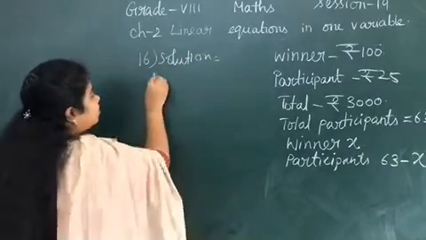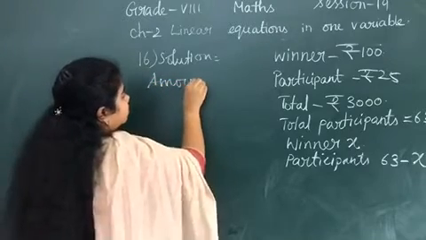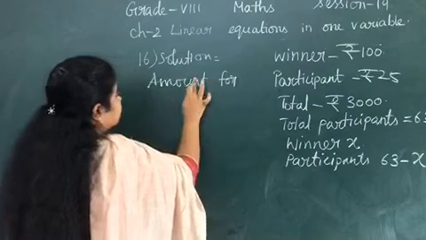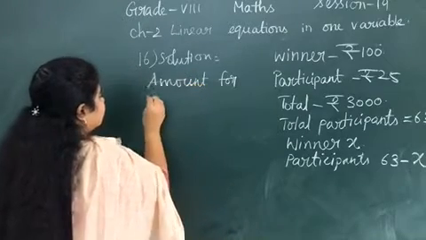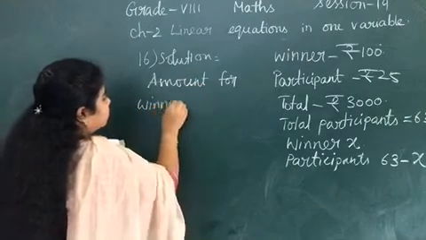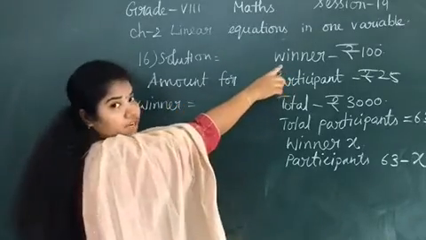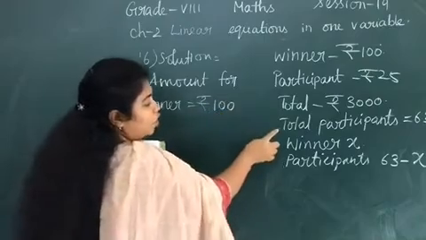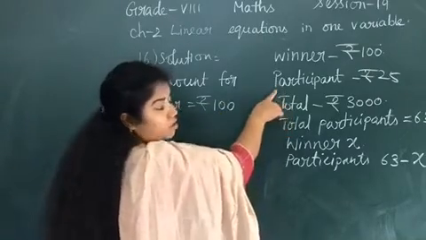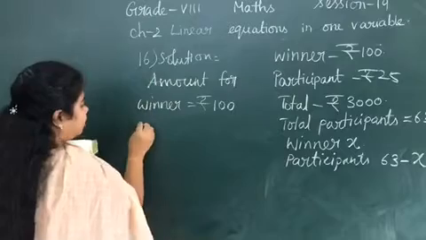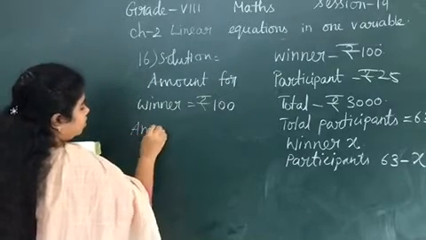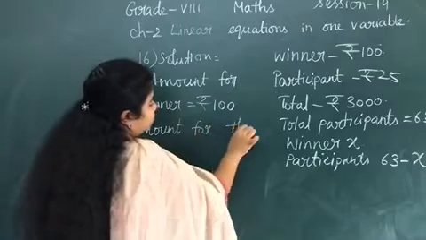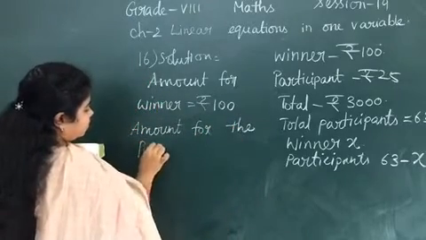Amount for the winner. What is the amount given for the winner? It is rupees 100. And what is the amount given for the participants? It is rupees 25. Amount for the participants.